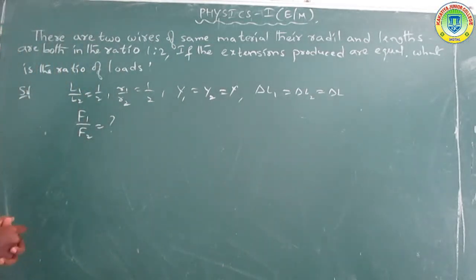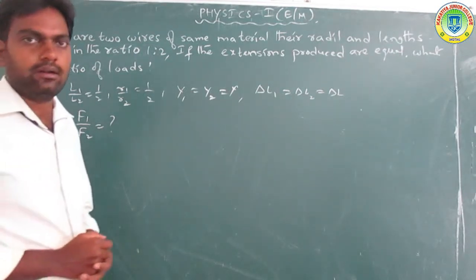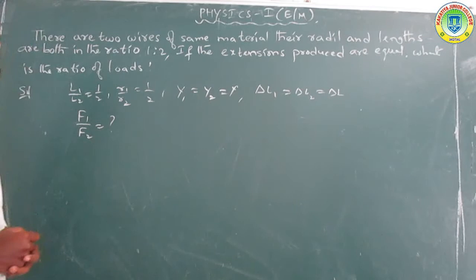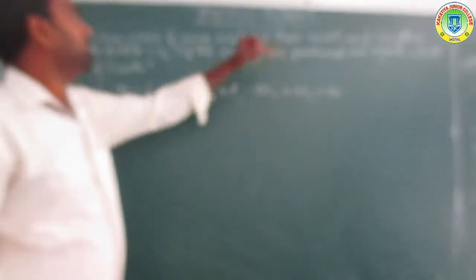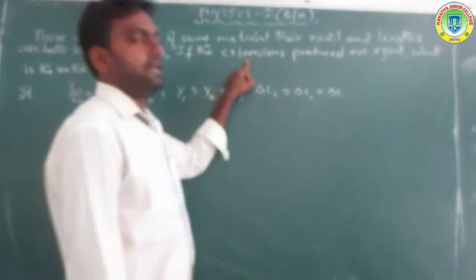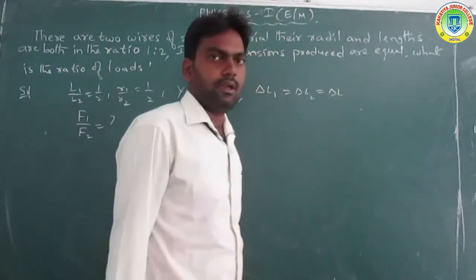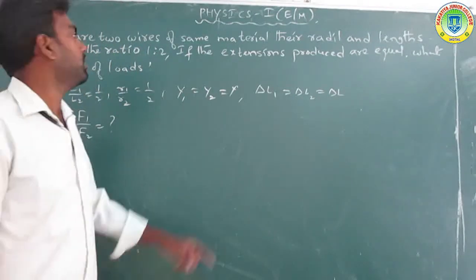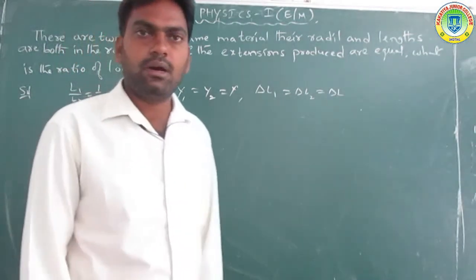There are two wires of the same material, in mechanical properties of solids. Their radius and length are both in the ratio 1:2. If the extensions produced are equal, what is the ratio of the loads?